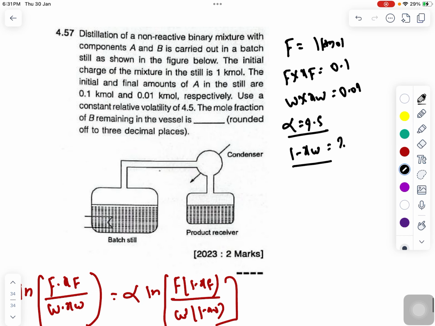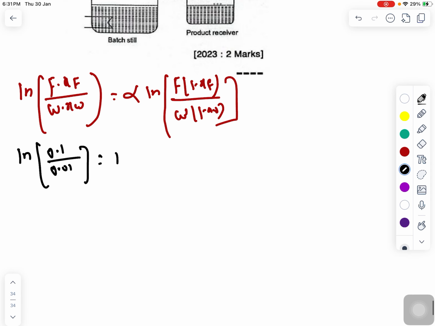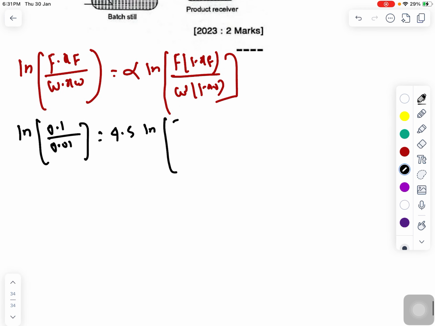So you can see F into XF and W into XW are given to you as 0.1 and 0.01. Now I will directly substitute 0.1 divided by 0.01, that is, alpha is also given to you, 4.5, and ln of F into 1 minus XF. F is given to you as 1, so F into 1 minus XF will be equal to 0.9 directly, 1 minus 0.1. So directly you can write 0.9 divided by W minus W into XW.